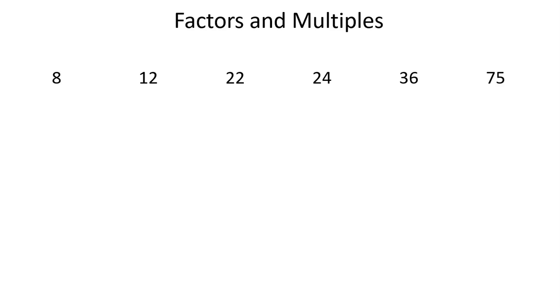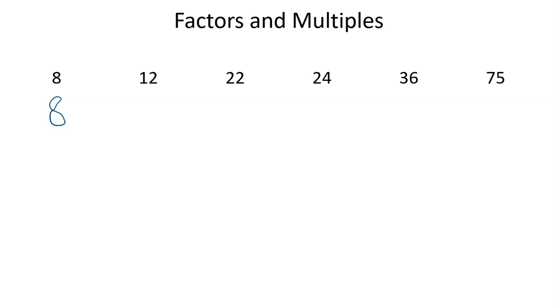Hello, and in this video we're looking at factors and multiples. Even though it says factors first, we'll do multiples first. Multiples are just like the times table for the number. So the first multiple of 8 is actually 8, because you always count 1 times, like the 1 multiple.